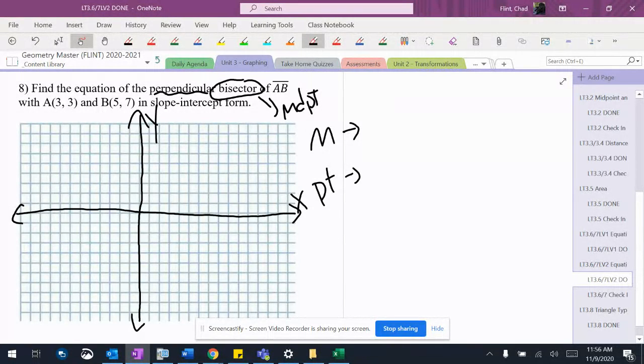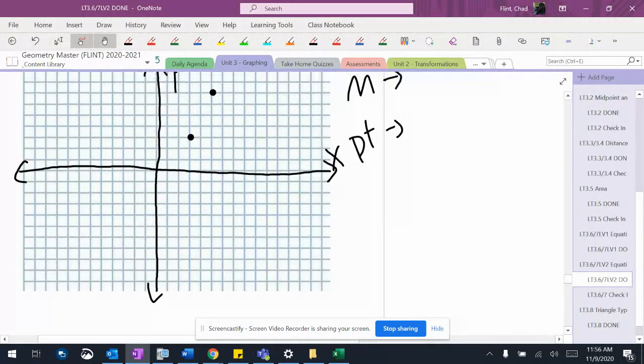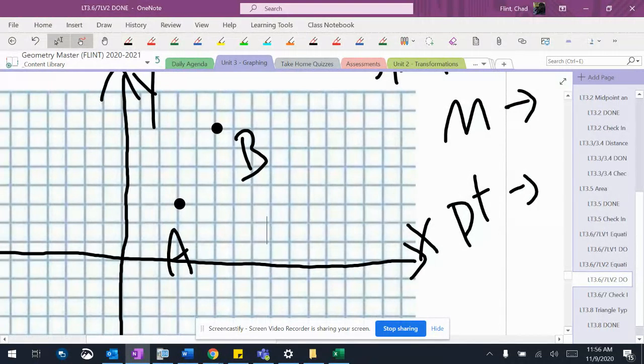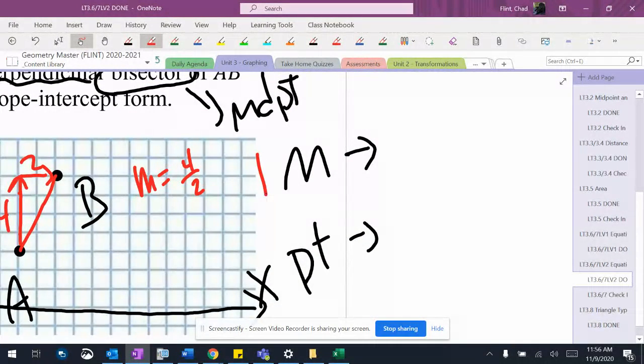So what I have to do is count 1, 2, 3, 1, 2, 3, 4, 5, 6, 7. There are my 2 points, A and B. I need to find both the slope and the midpoint of these. So I'm going to do it like this: 1, 2, 3, 4, 2. So the slope, rise over run, is 4 over 2, which means my perpendicular slope is flip it and change the sign. That one's positive, that one's negative.